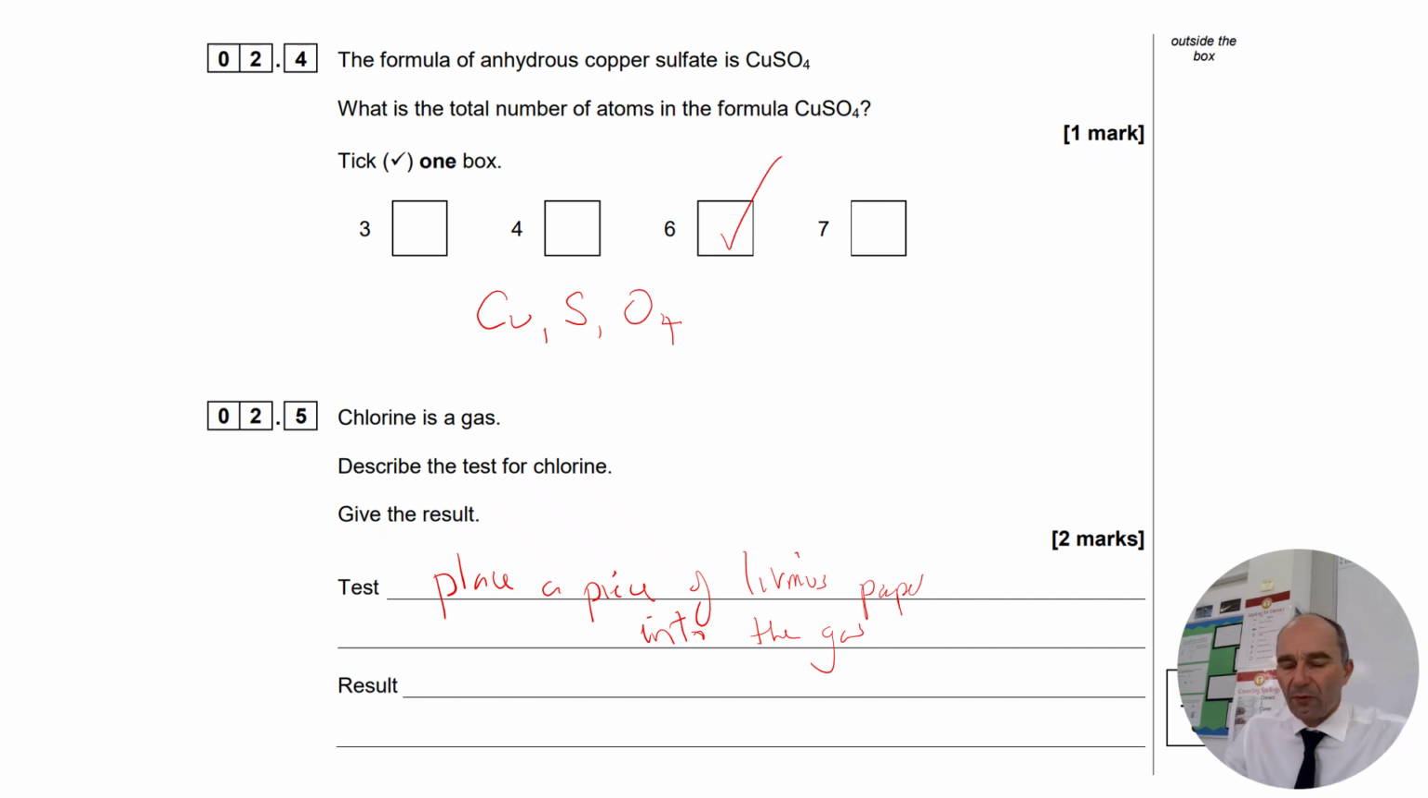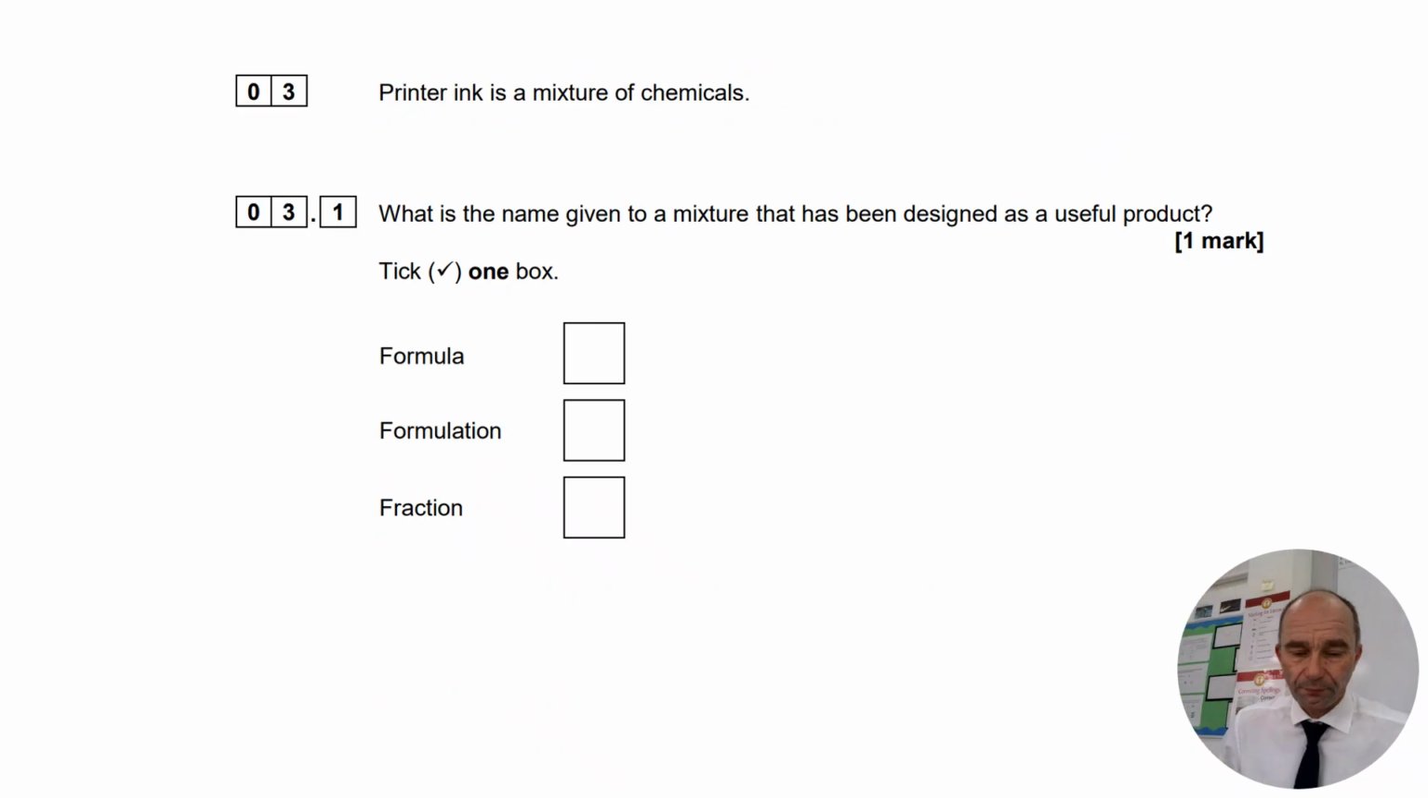Now, it doesn't matter if you're using blue or red litmus paper. The result is that the chlorine gas bleaches the litmus paper, so it will go white. And that's your test for chlorine. Right, so that question is out of 8 marks, so well done if you got all 8 again.